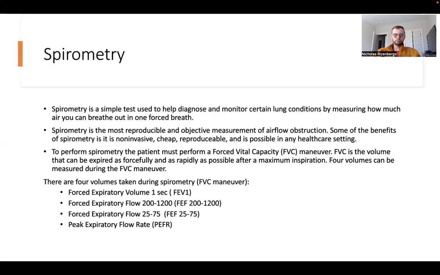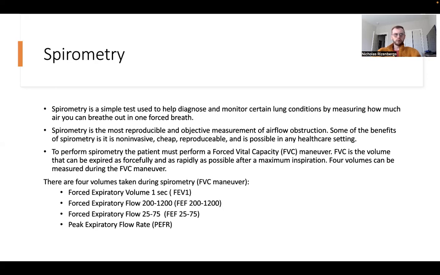So first off with spirometry, simple tests used to diagnose and monitor certain lung conditions by measuring how much air you can breathe out in one forced breath. So spirometry is the most reproducible and objective measurement of airflow obstruction, which is, with the constriction, that's the biggest part with the COPD, is their airflow is being obstructed. They're being able to get air in, but they're not being able to get it out.